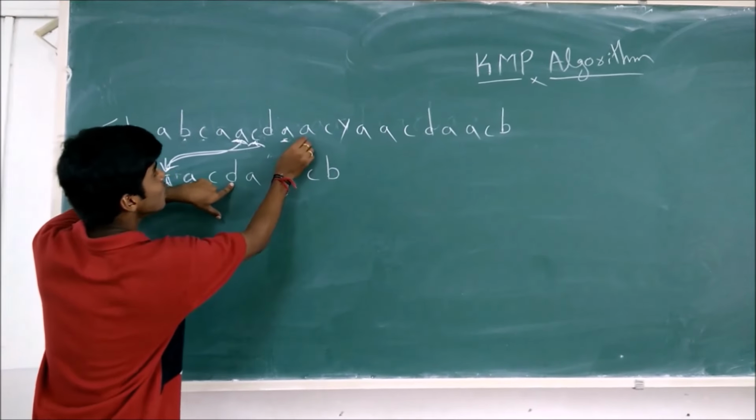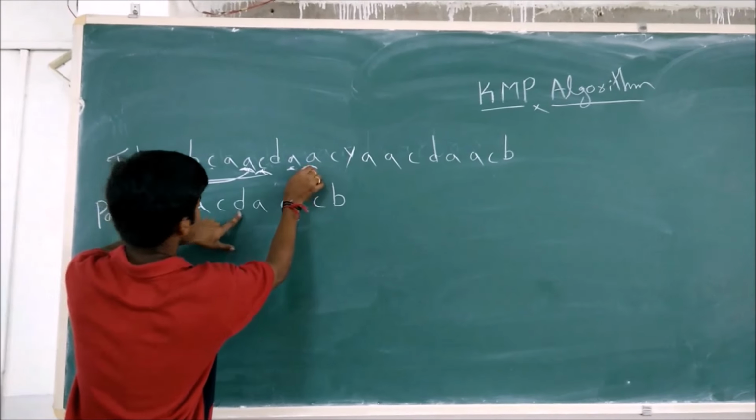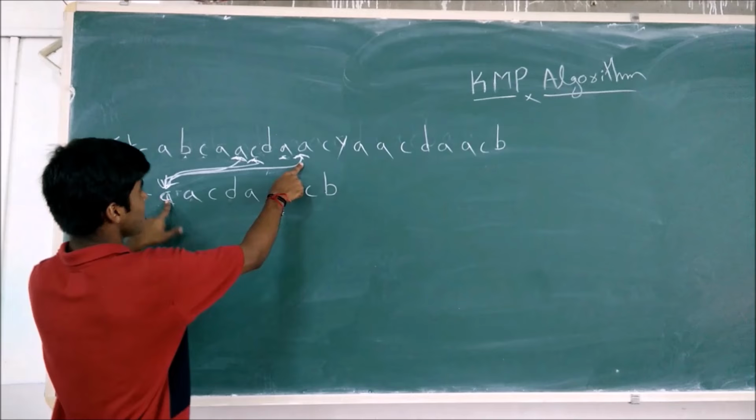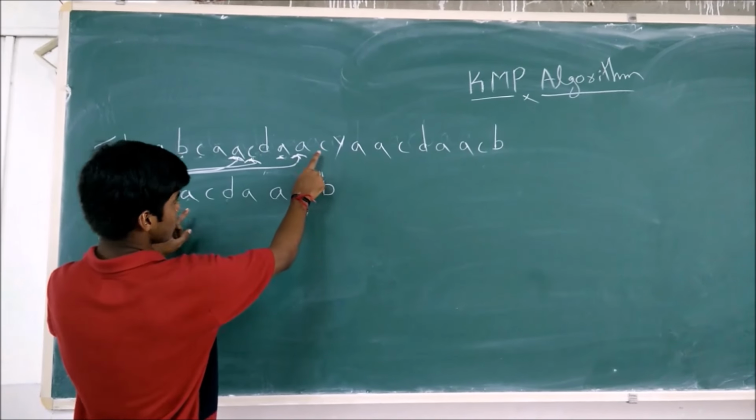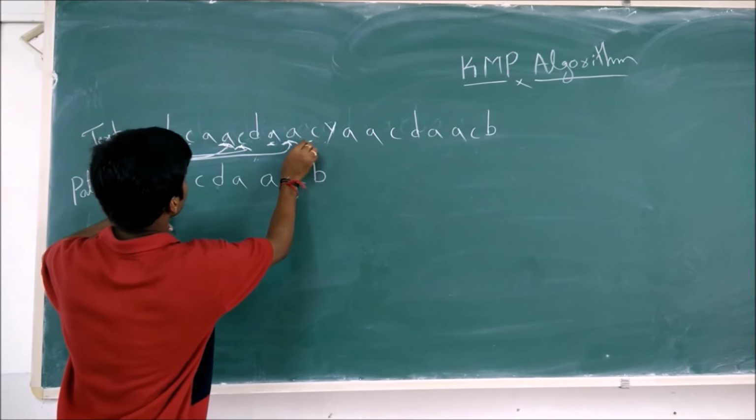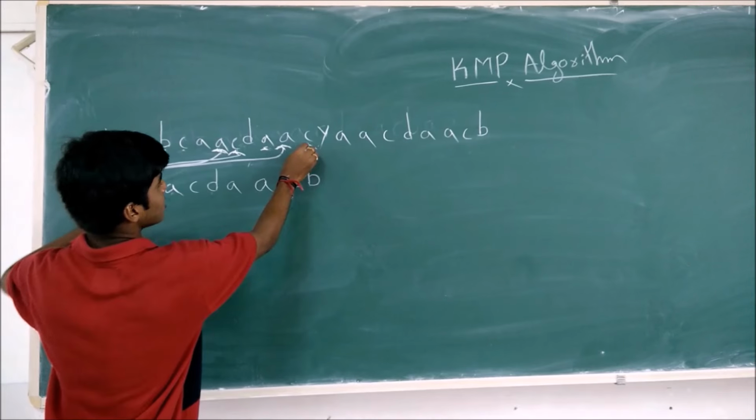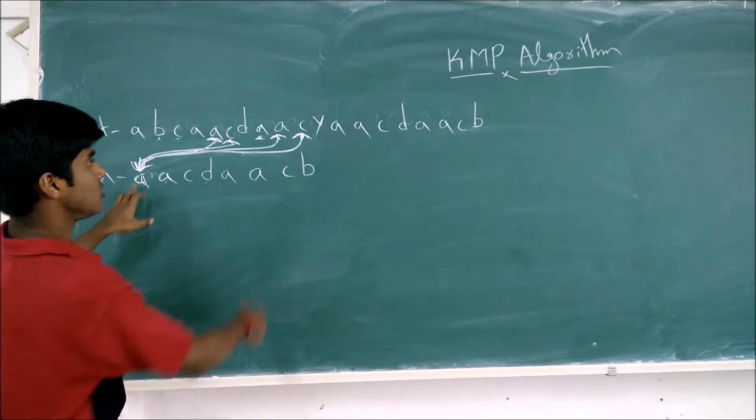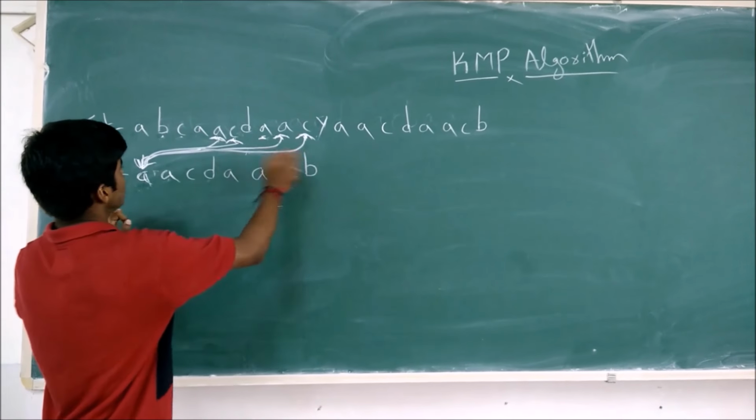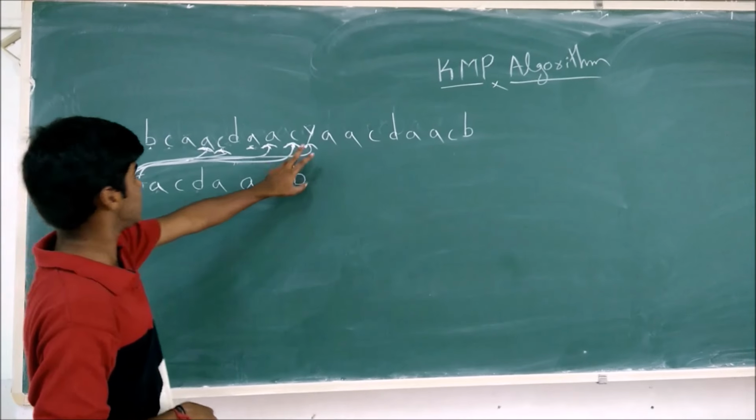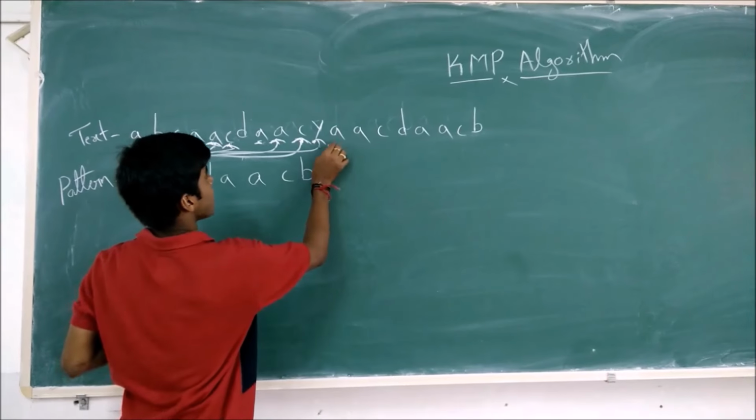So again we move to the next character in the text and try to match again from the starting of the pattern. A with A matches. We'll move our positions. C with A doesn't match. So again we'll take the next character in the text and try to match from the starting of the pattern. C with A doesn't match. So we'll move to the next character. Y with A also doesn't match. Next we'll move to the next character.